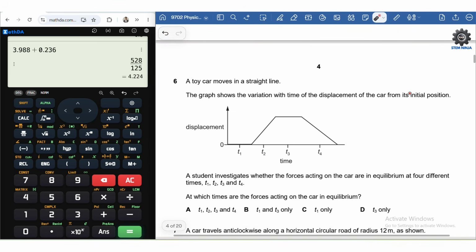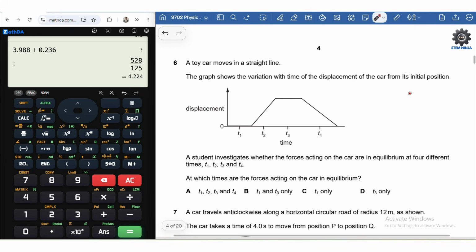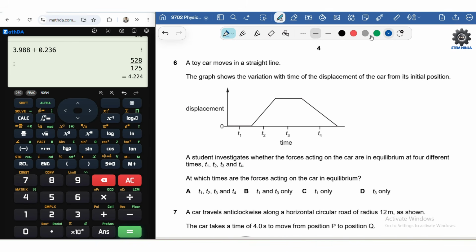A toy car moves in a straight line. The graph shows the variation with time of the displacement of the car from its initial position. A student investigates whether the forces acting on the car are in equilibrium at 4 different times, t1, t2, t3, t4. At which times are the forces acting on the car in equilibrium?